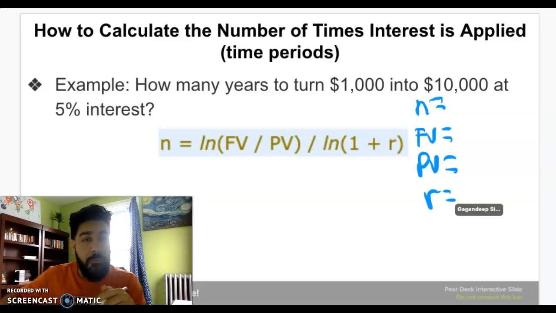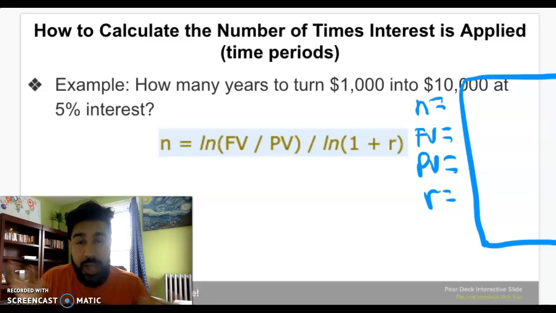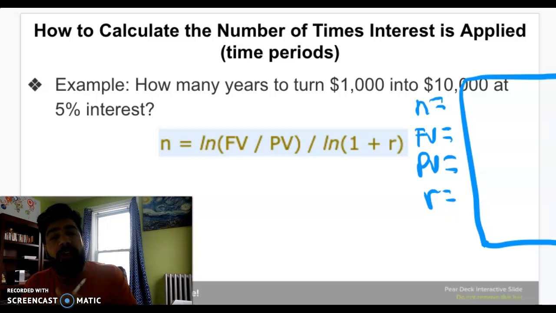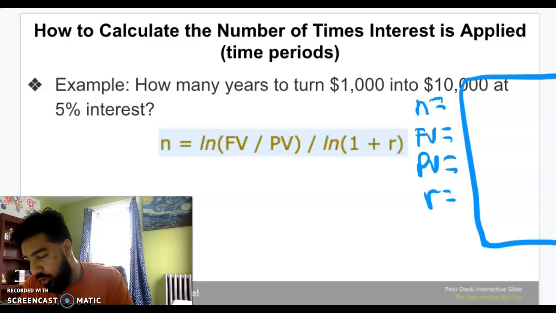Pause the video. I want you to fill out this part right now. Remember, you could not pause the video and continue to watch it, but then you're just not going to learn anything. So pause the video, and I want you to figure this out. What is FV, what is PV, and what is R? Go ahead and do that.